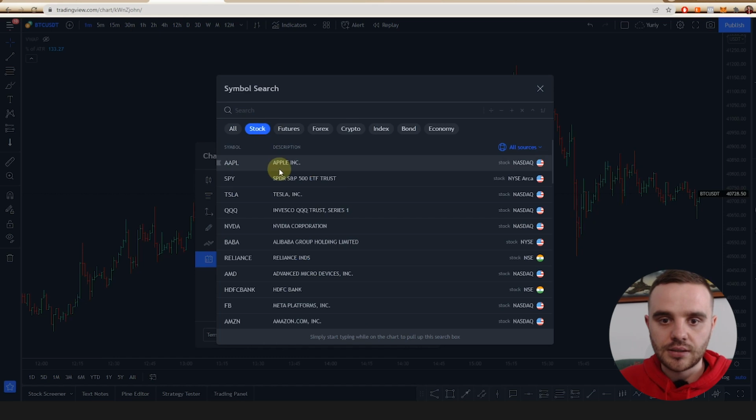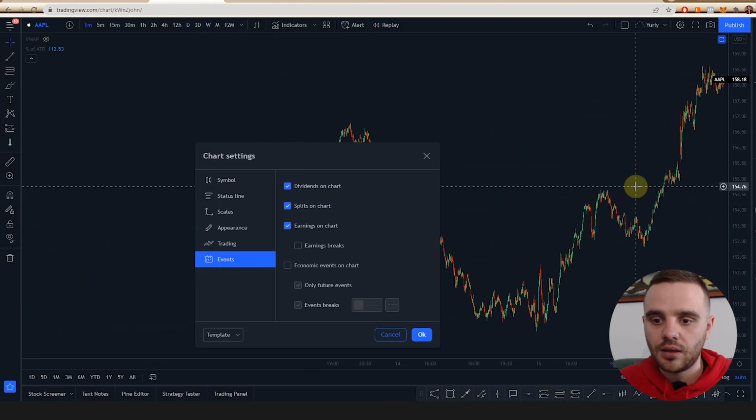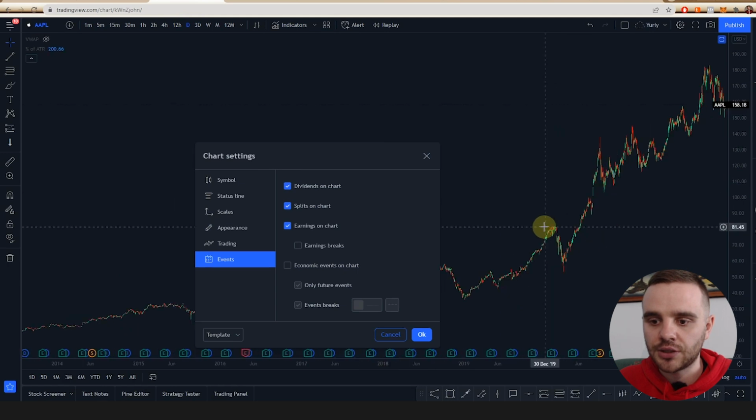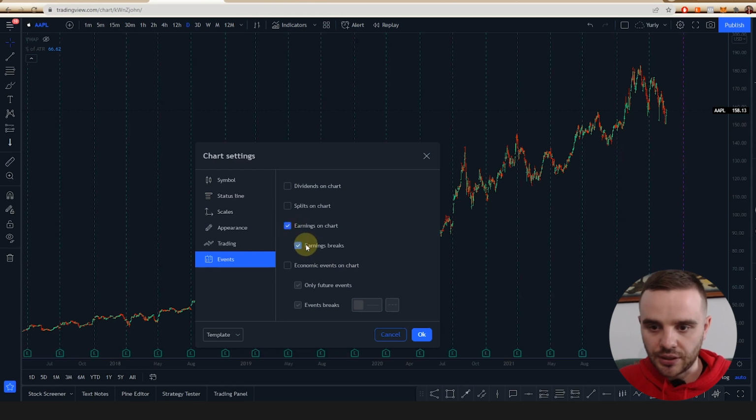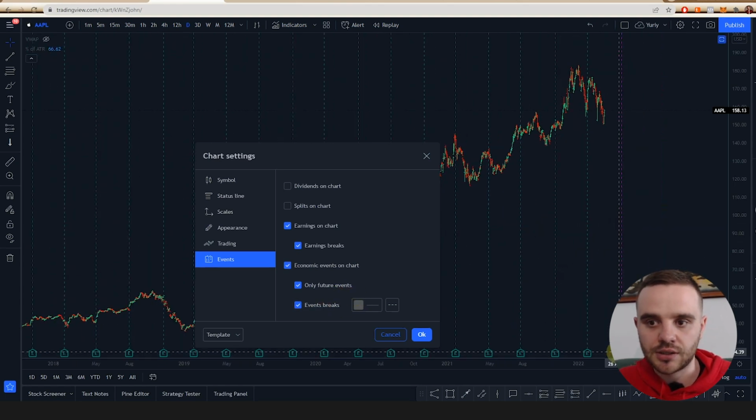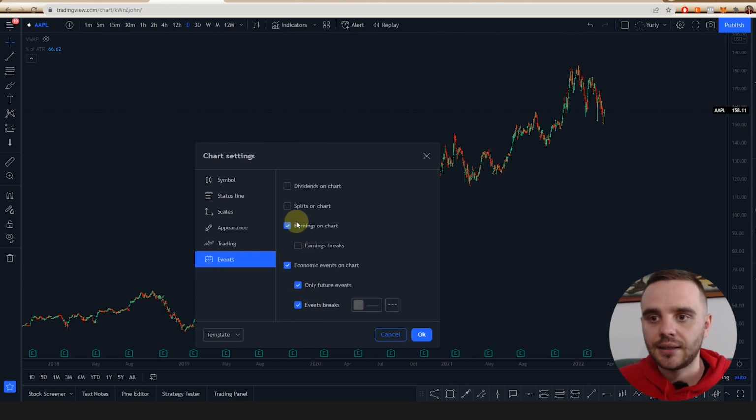Stocks. Let's open, for example, Apple stock and open a bigger time frame, the daily chart. Have you noticed earnings, dividends, splits? Dividends on a chart, no dividends. Split on a chart, no split. Earnings on a chart, earnings breaks. Economic events on a chart, only future events. For example, earnings. Soon there would be earnings. Hope you notice every earnings break. You can analyze it as you desire, my friend. If you don't analyze stocks, you don't need it. If you analyze stocks, I highly recommend you add it.